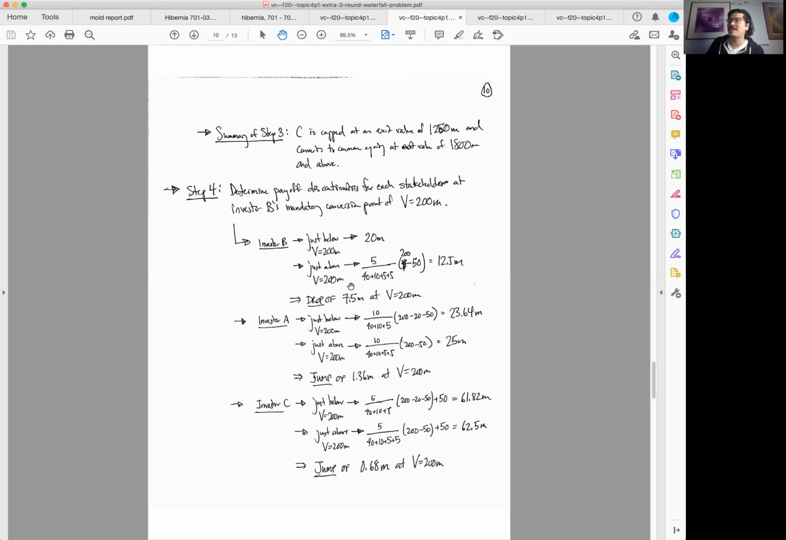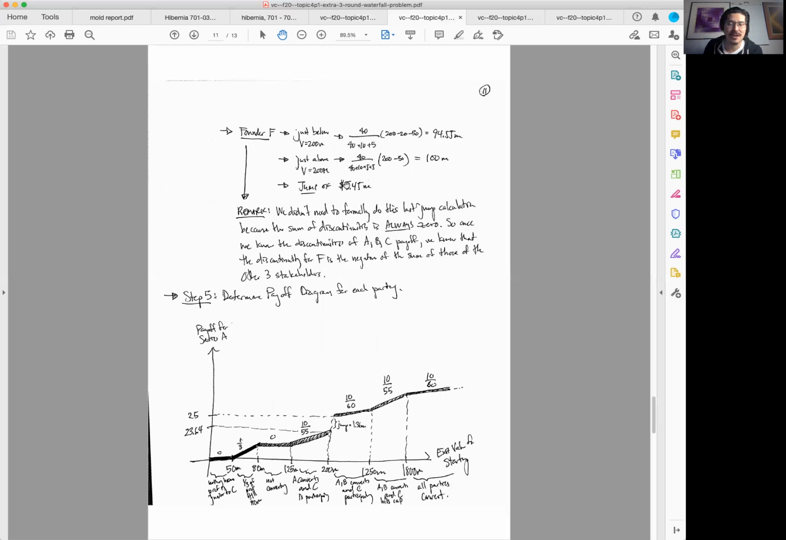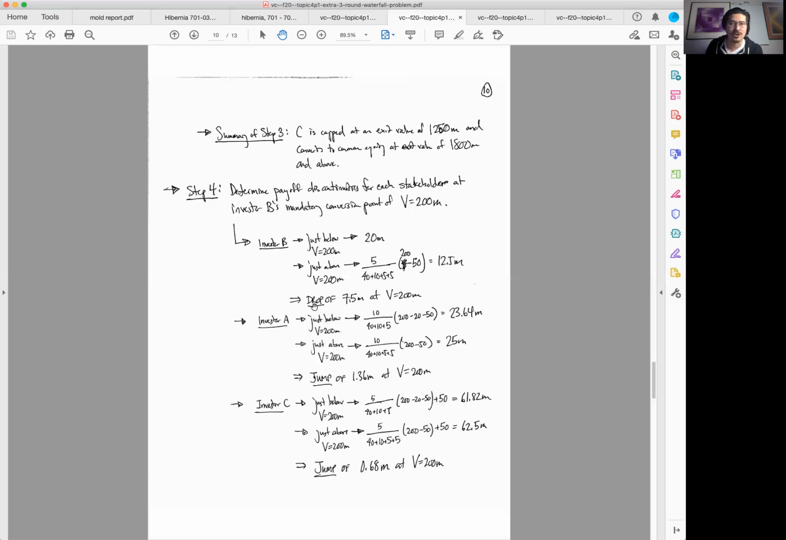But what we find out at the end: a drop of 7.5 million for investor B, a jump of 1.36 million for investor A, a jump of 0.68 million for investor C, and a jump of 5.45 million for the founders. You add those things up together, the jumps are exactly equal to the drop. Because guess what? It's net zero, right? The company is still worth 200 million. It's just being divvied up in an alternative way now because of the forced conversion. Are we okay with that?